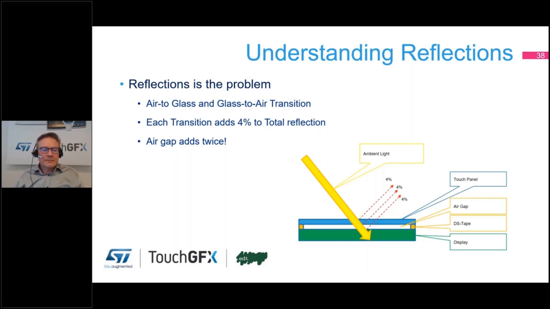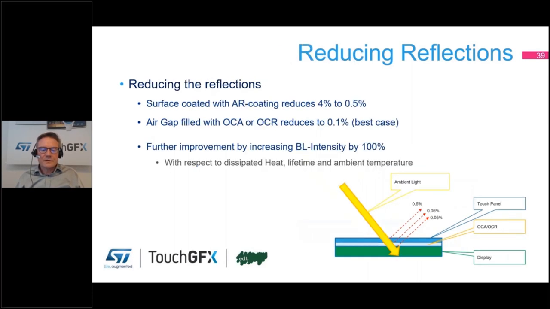So in this example, you can see here, we have 12% reflection coming from each time the light passes through a transition, in comparison to the optical bonded one. And here we have also taken the liberty of adding some kind of anti-reflection coating on the surface, which can help to reduce the top reflection to some 0.5% or so. So here you are looking at maybe a system with 0.7, 0.8%, or even best case here, 0.6% reflection, which is really, really good.